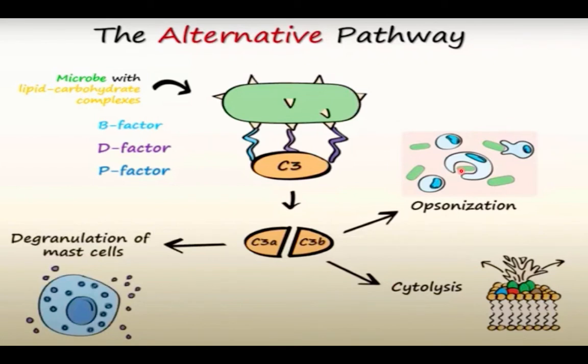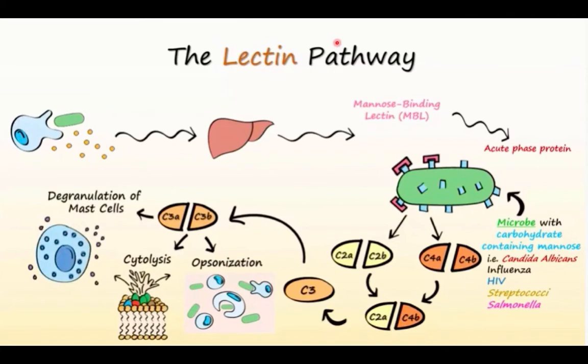Okay, this was the alternative pathway. Finally, the lectin pathway, the last one to be discovered. When a microbe invades the body, it activates the liver to secrete mannose binding lectin. This is one of the acute phase reactants. Having a microbe with carbs containing mannose on its surface, like certain organisms, will result in activation of the lectin pathway, and then activation of C3 and the same immune response.